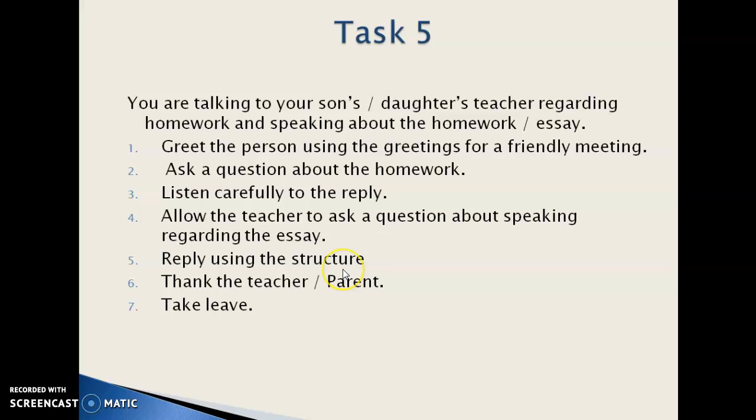Reply using the known structure, what has been taught to you. Structure means the sentence that I have taught. Thank the teacher or the parent and then take leave. Let us see one of the samples that we have ready with us.